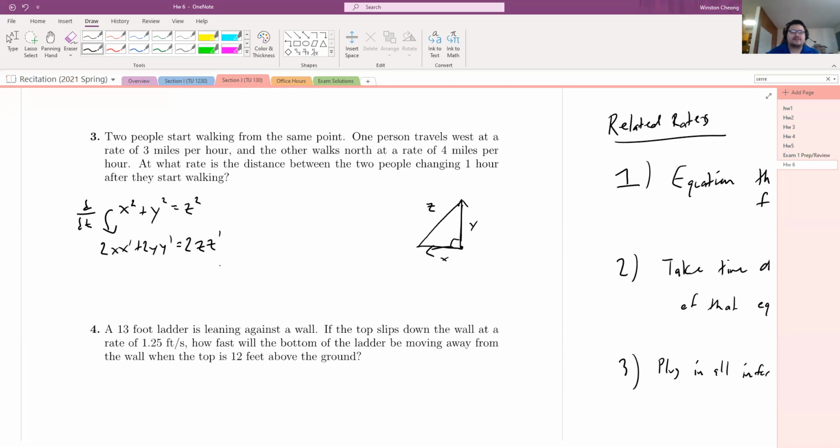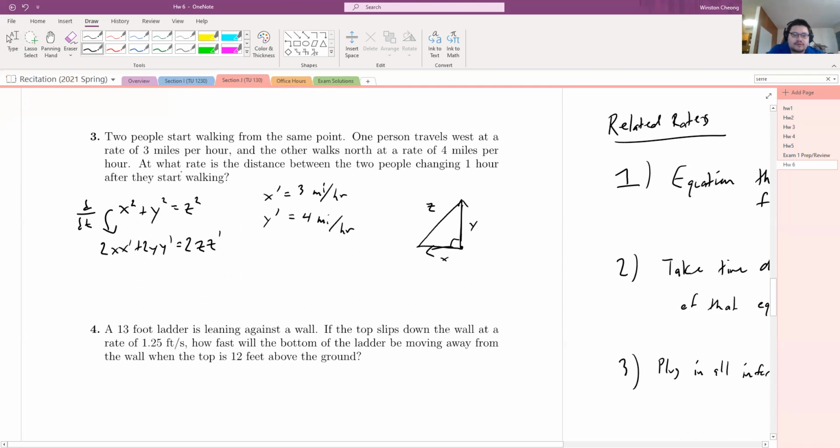And usually that's only necessary if you have multiple variables, but you'll get to that if you take Calc 3, for example. Anyway, from this stage, I need more quantities, so I need to read the rest of the problem. The person traveling westward is traveling at a rate of 3 miles per hour. So that means x' is 3 miles per hour, and y' is 4 miles per hour.